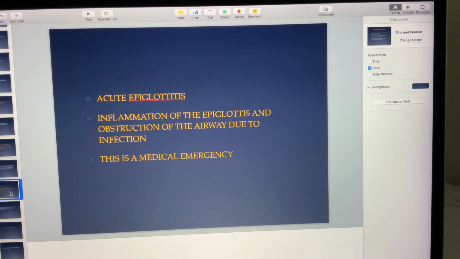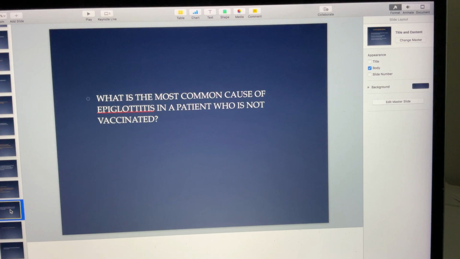And epiglottitis is inflammation of the epiglottis and obstruction of the airway due to infection. And this is a clinical emergency. Next question. What is the most common cause of epiglottitis in a patient who is not vaccinated?